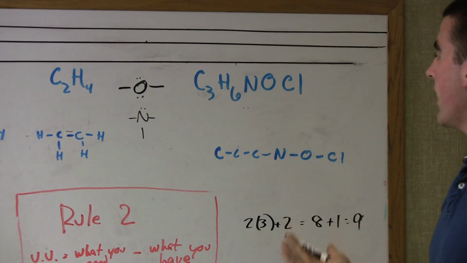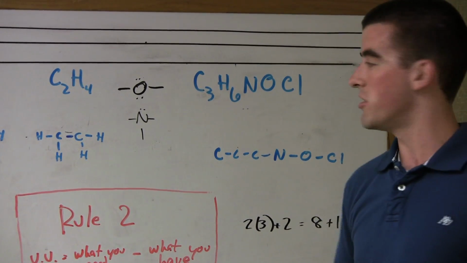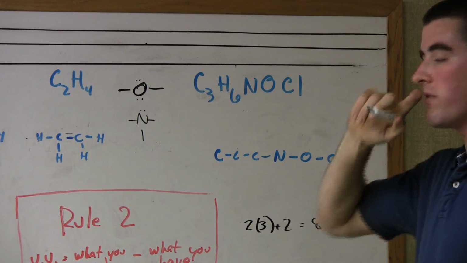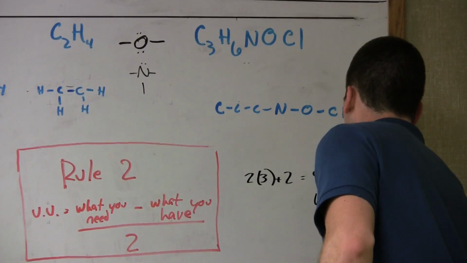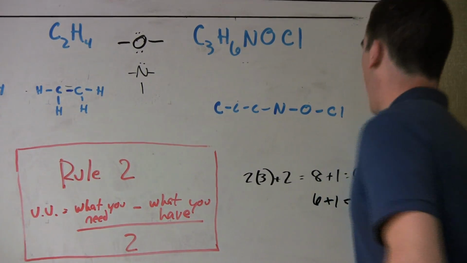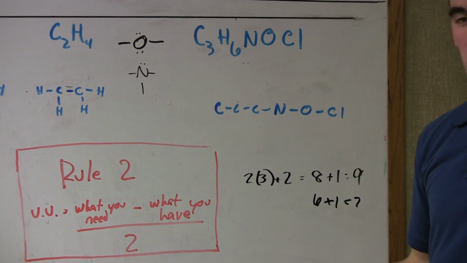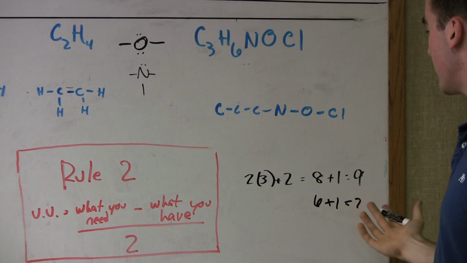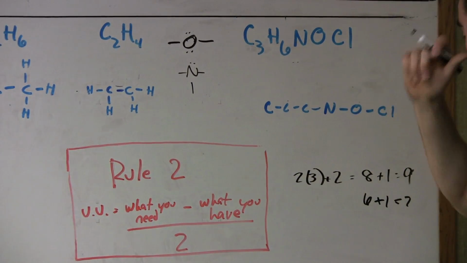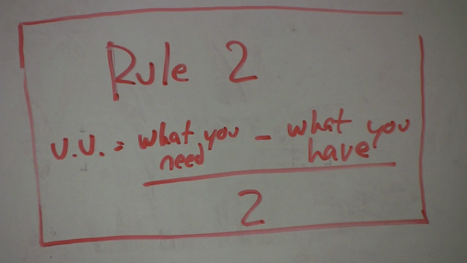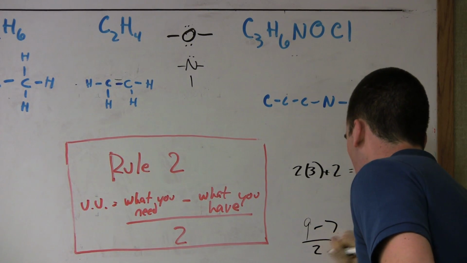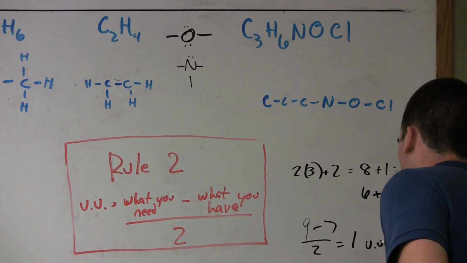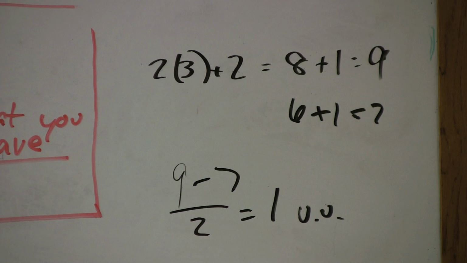This is the basic needs of the molecule found from Rule 1, the 2 plus 2 rule, what you need. Rule 2 is looking at what we have. Well, in the formula we have 6 hydrogens, and we also have a hydrogen equivalent, chlorine. So we have 6 plus 1 equals 7. And so this is the crucial point. There's a difference between what we have and what we need, 9 and 7. And this brings up Rule 2 here, where units of unsaturation is equal to what you need minus what you have divided by 2. So if we follow this, we see that 9 minus 7 over 2 equals 1 unit of unsaturation.